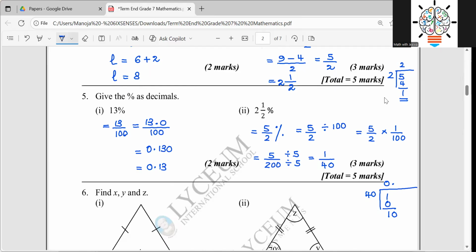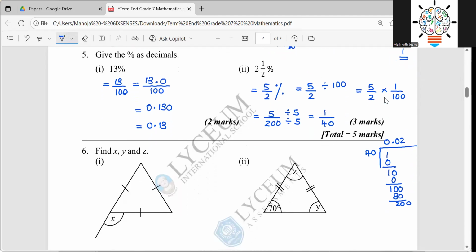For tens, how many 40s are there? No, 0. You get 10, you get another imaginary 0. So then 40 times 2 is 80, and then you have 20. You get another imaginary 0, 200. For 200, it is 5, and it is 200. And the answer is 0. Okay. So then the final answer you can write 0.025. Okay. So then when you write 13 over 100, it is 0.13, right?